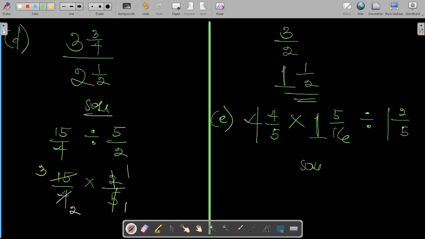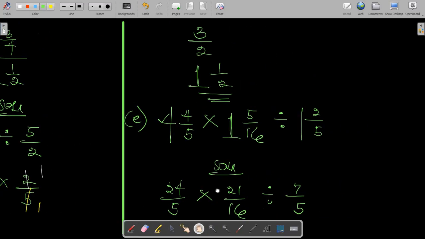Okay, so let's do the same thing again. So what are we going to do here? We convert everything to improper fractions. 5 times 4 is 20. 20 plus 4, we have 24 over 5. Now times 16 times 1, we have 16 plus 5, we have 21 all over 16. Now this is also divided by 5 times 1 is 5 plus 2, we have 7 all over 5. So let's move on.